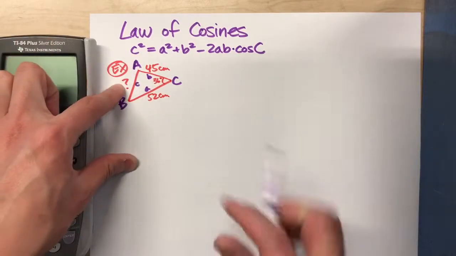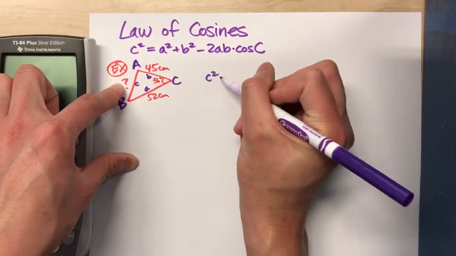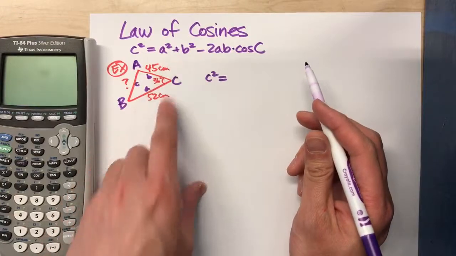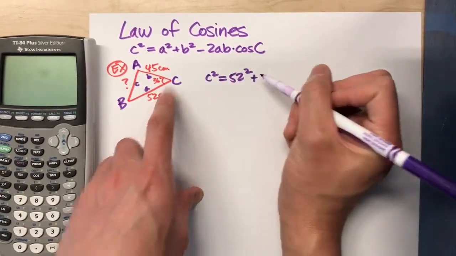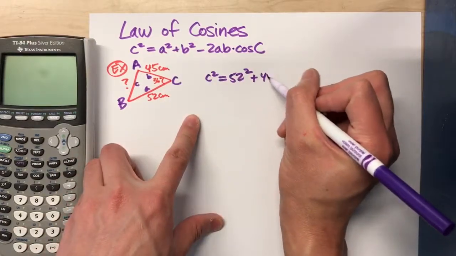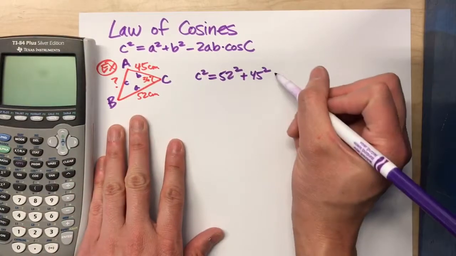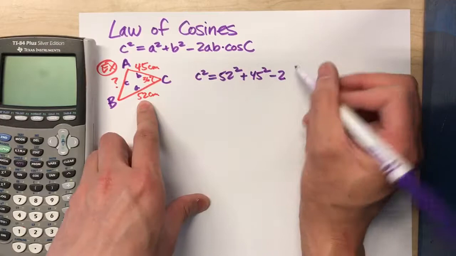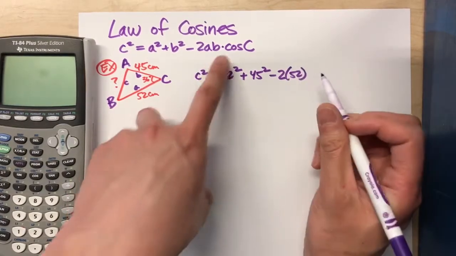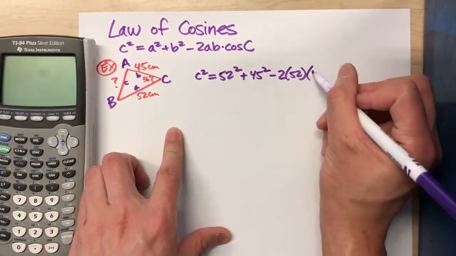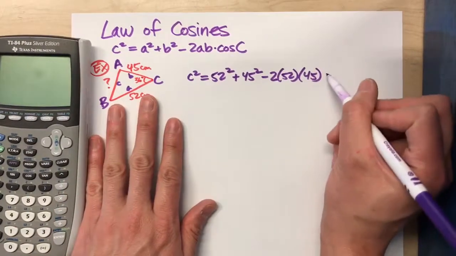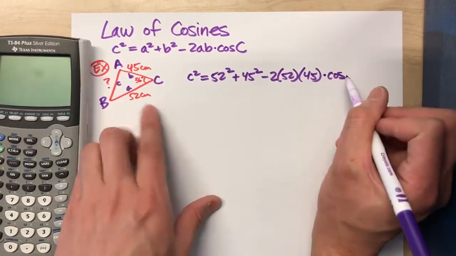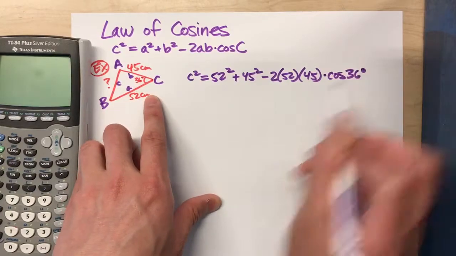C squared, which is what I don't know, equals A squared, which is 52, plus B squared, which is 45, minus 2 times A times B times the cosine of angle C. And the cosine of angle C would be the cosine of 36 degrees.